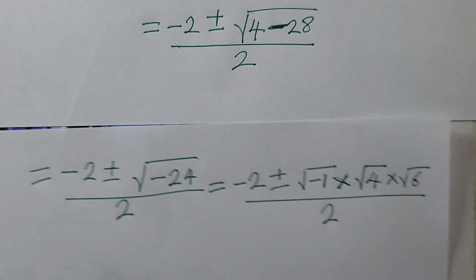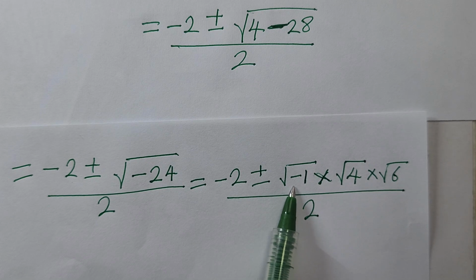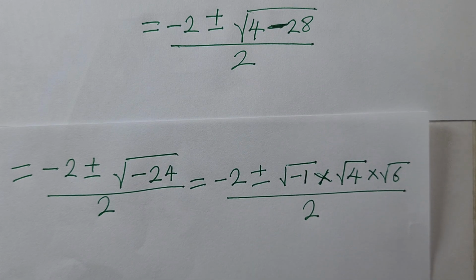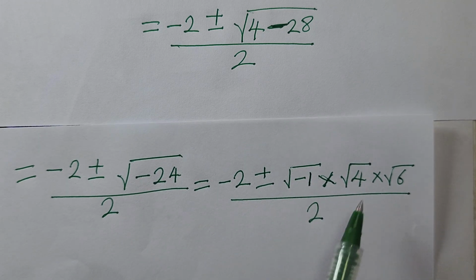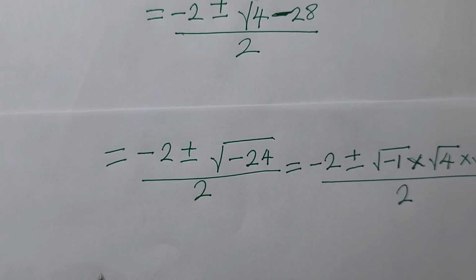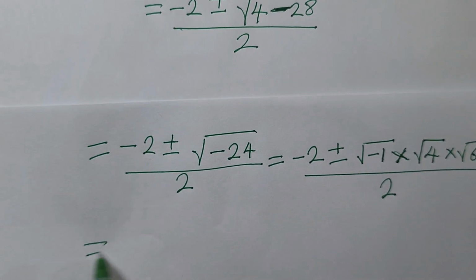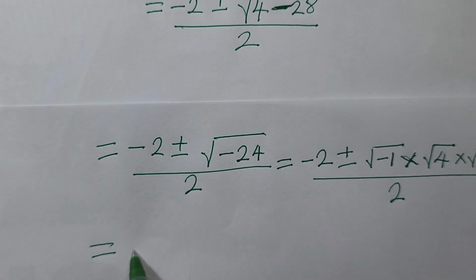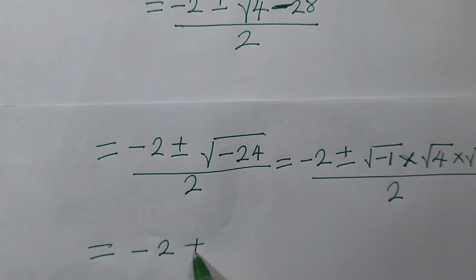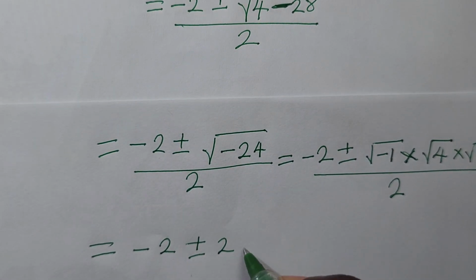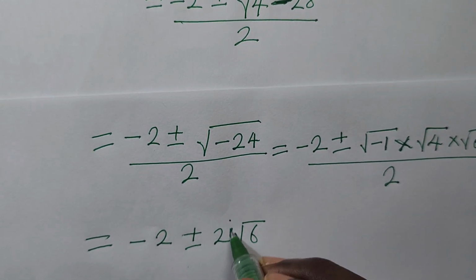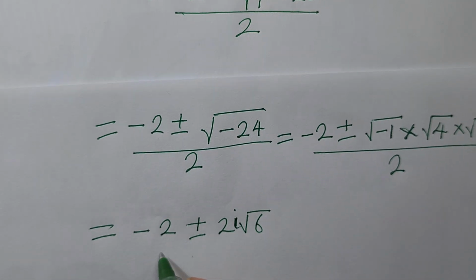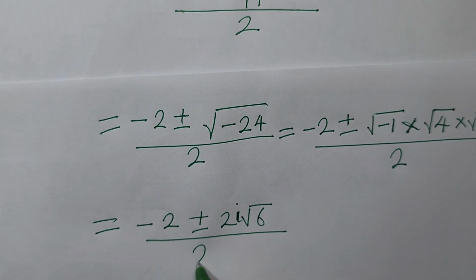Now here we have the square root of minus 1. We know that the square root of minus 1 is equal to i. So we can bring in i here. Therefore, this is going to give us minus 2 plus minus 2 into square root of 6 i. Okay, let's put the i here. So we have here 2i, everything all over 2.